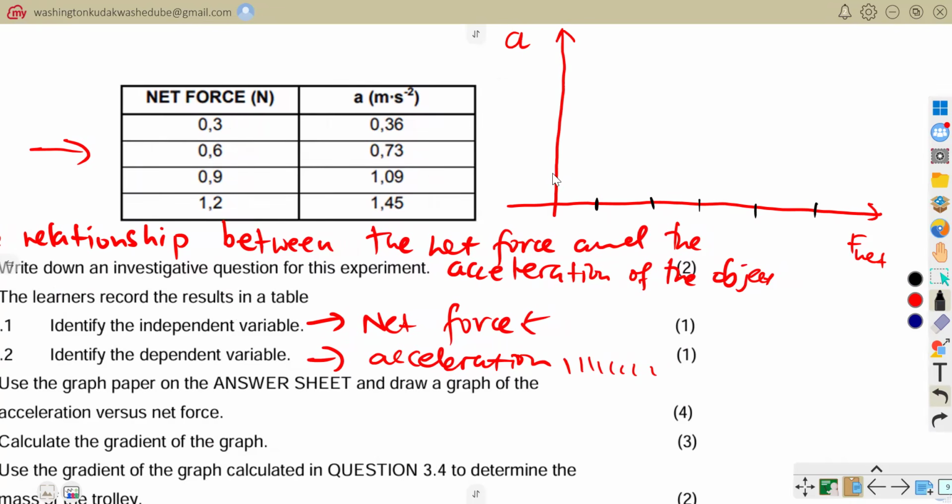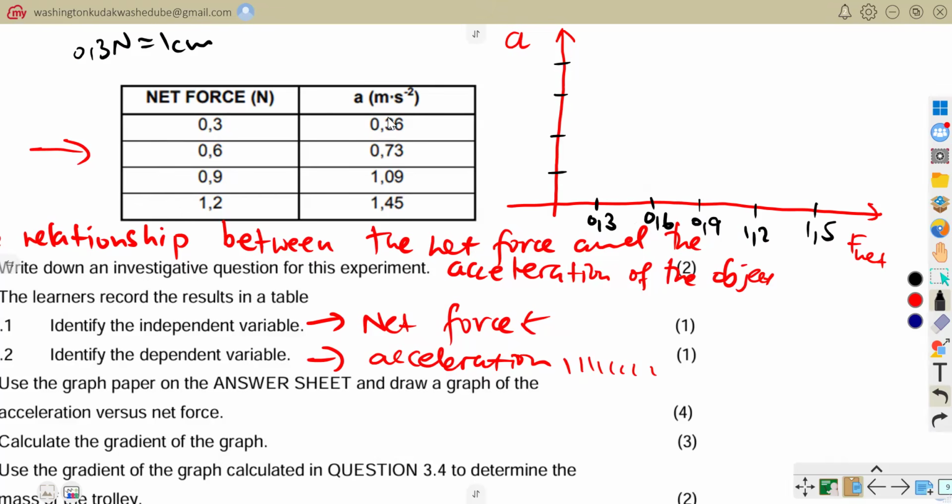So if I were you, I would just come and determine my scale. After determining my scale, I will simply go and plot my graph. For example here, I can simply say, let 0.3 newtons be represented by maybe 1 centimeter, so that after every 1 centimeter, I've got 0.3. So it will be 0.3, 0.6, 0.9, 1.2, and lastly 1.5.